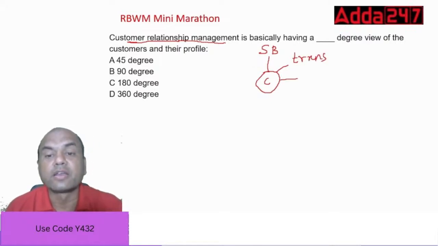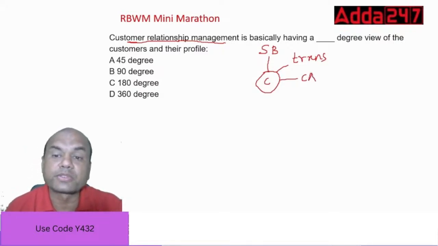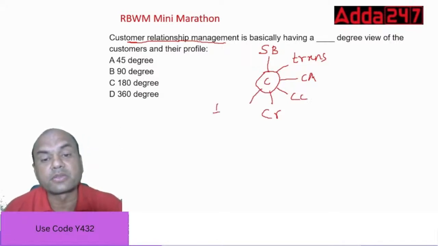Second, how many more accounts can be pitched? If the customer is doing heavy transactions, can a current account be pitched? Can a CC be pitched? Can a credit card be pitched? Can an insurance product be pitched? Can a TPP be pitched? TPP means third party products.